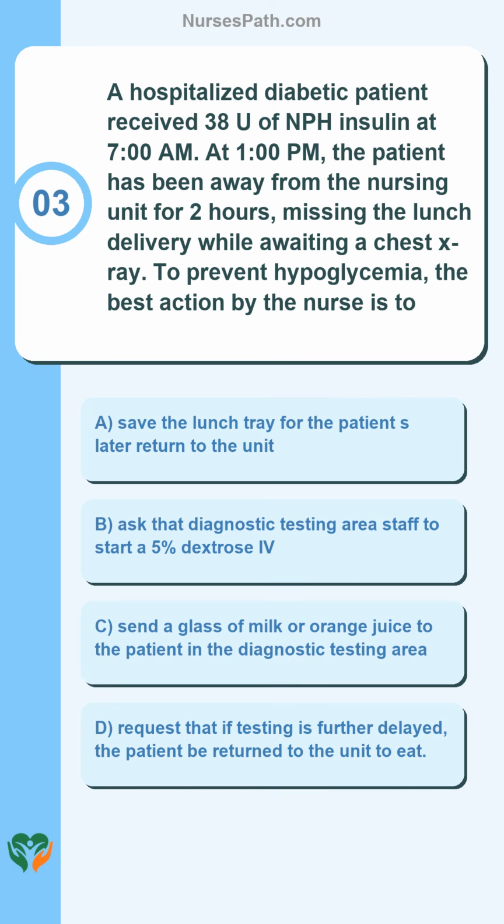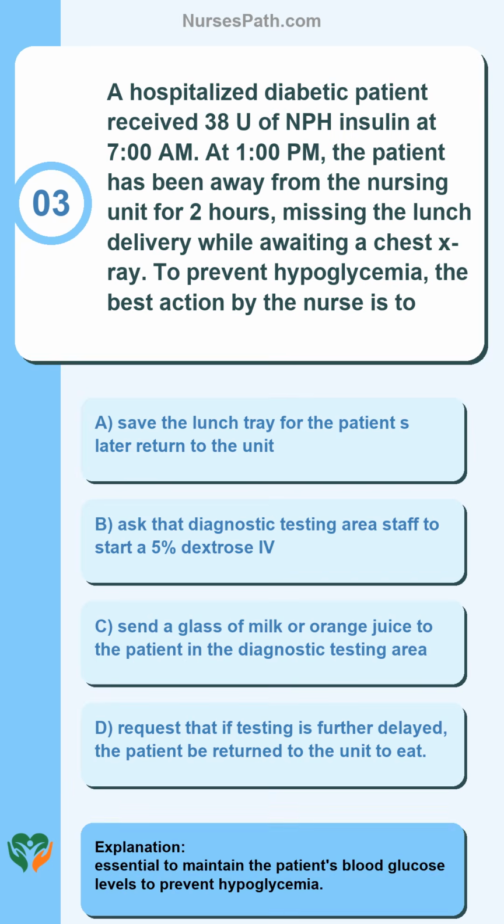Ask the diagnostic testing area staff to start a 5% dextrose. Send a glass of milk or orange juice to the patient in the diagnostic testing area. Request that if testing is further delayed, the patient be returned to the unit to eat. Essential to maintain the patient's blood glucose levels to prevent hypoglycemia.